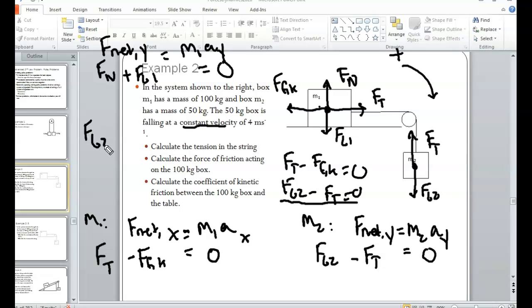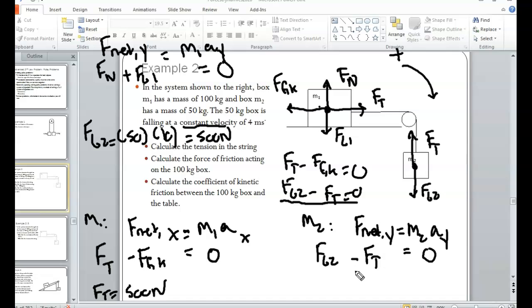Okay, so this problem is actually easier than a normal Pulley problem would be because of the constant velocity bit. So what would that be? Fg2 would be m2 times g, so that would be 50 times 10 meters per second squared. Notice I'm making that a positive 10, not a negative 10 because of my coordinate system. So that would be 500 newtons, which means that Ft is also 500 newtons. I can immediately see that from this bottom equation down here.